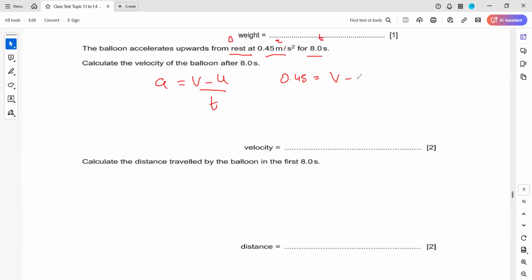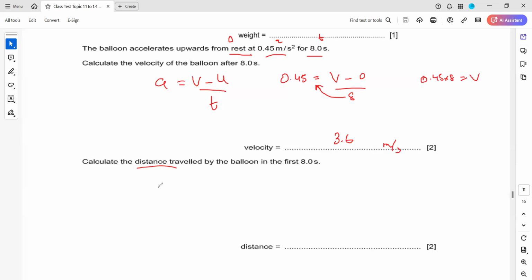Final velocity we don't know. The initial velocity is 0 and time is 8 seconds. 8 is divided, other side it will be multiplied. So it will be 0.45 times 8. That will give us the final velocity. That will be in meter per second. So 0.45 multiplied by 8. That will be 3.6. So 3.6 meter per second.